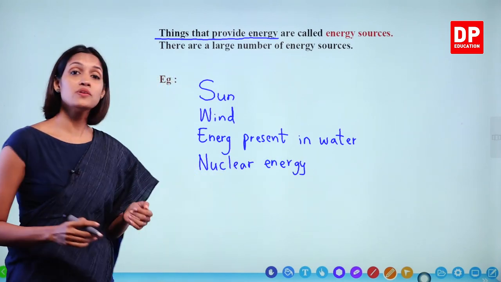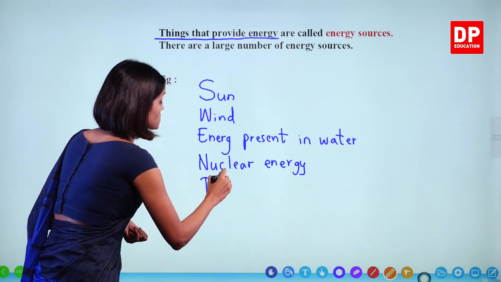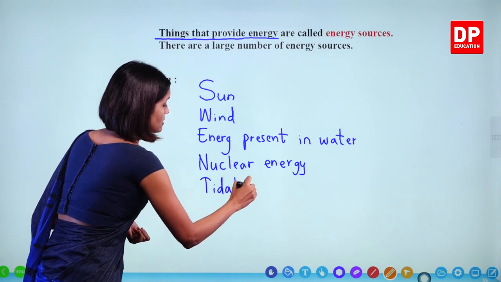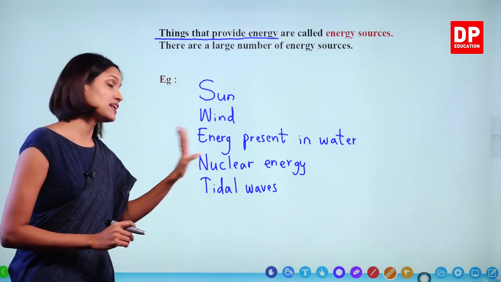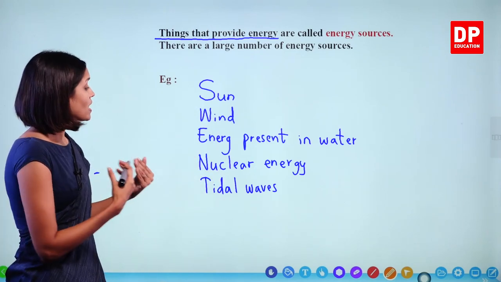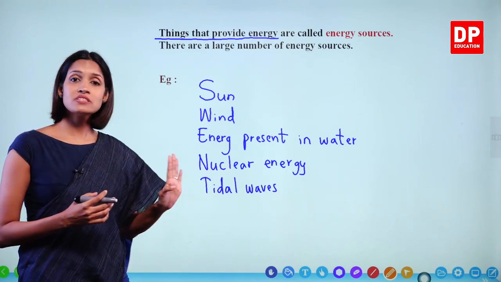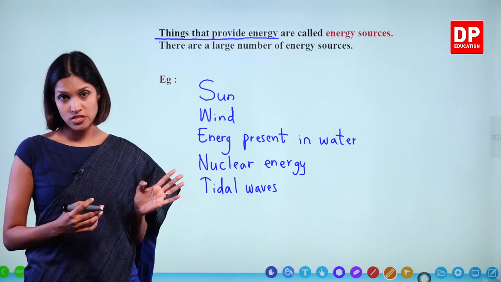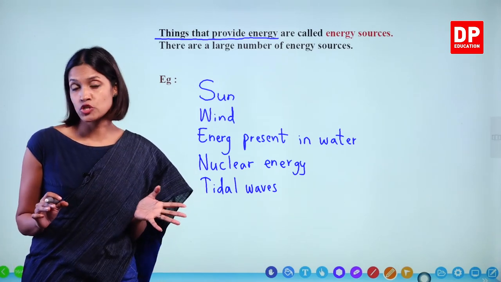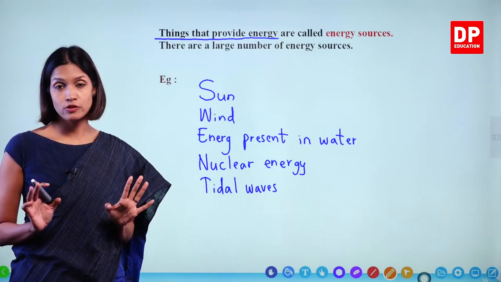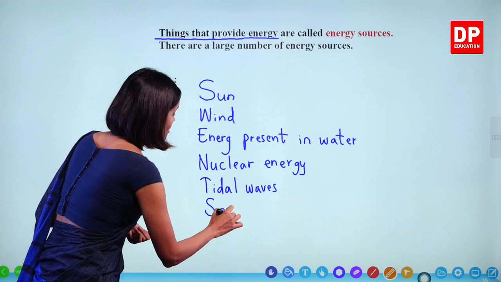Okay. Another source of energy is tidal waves. Or sea waves, also another example. Tidal waves. Now under each topic, I'm going to explain what other things come. We can get energy from tidal waves. Now tidal waves are not the normal sea waves. Under this topic, we are going to learn that there are two different types of tidal waves called high tides and low tides. Okay. So tidal waves, and another one is sea waves.